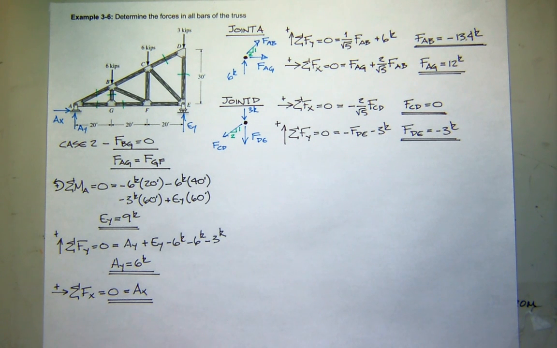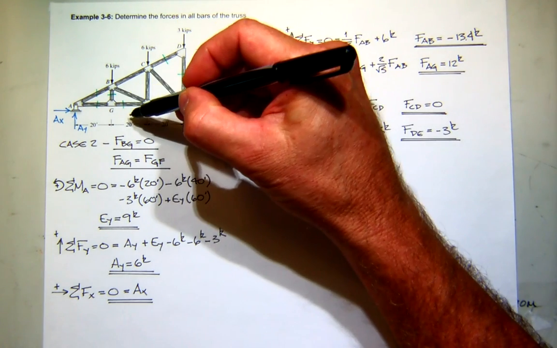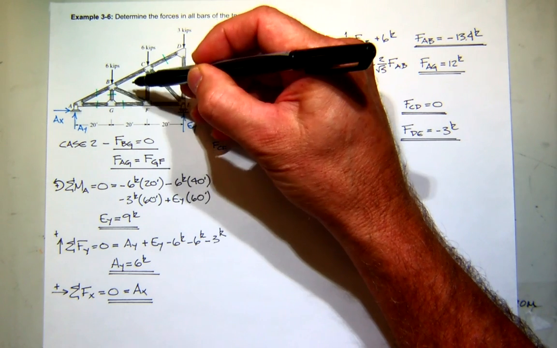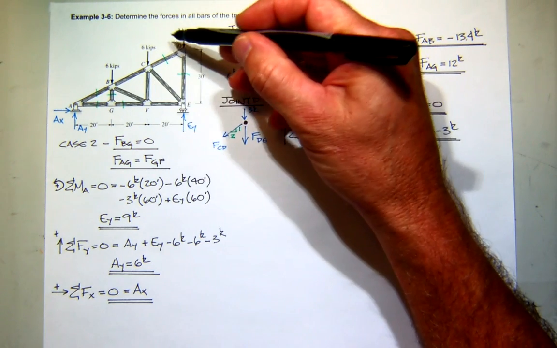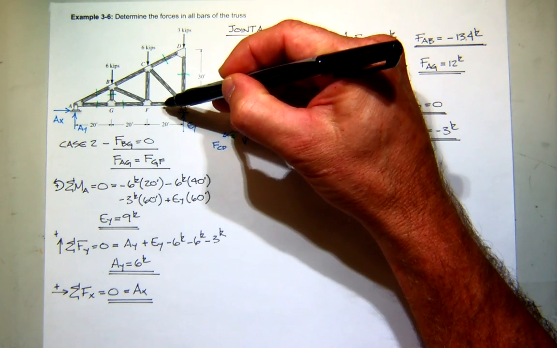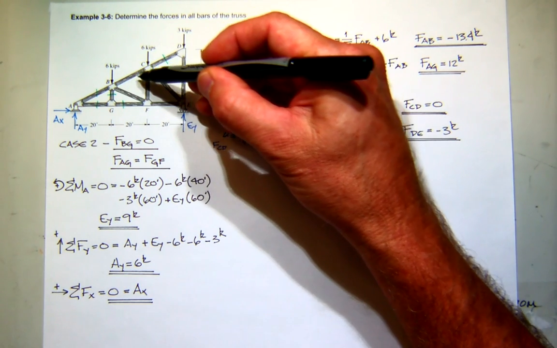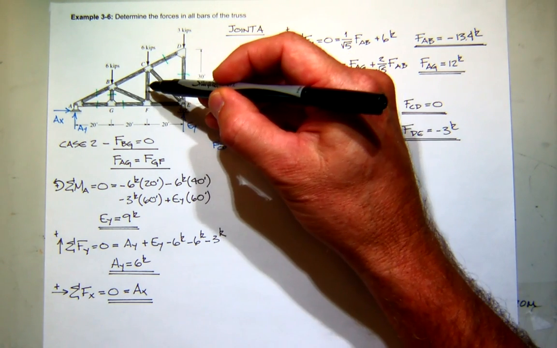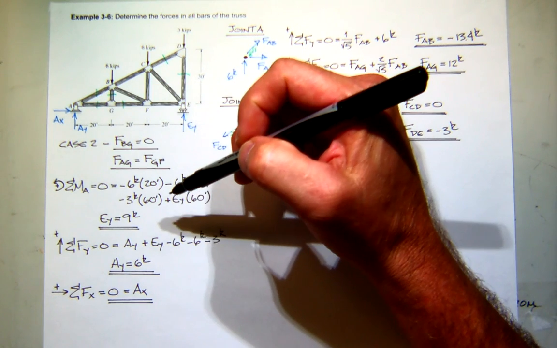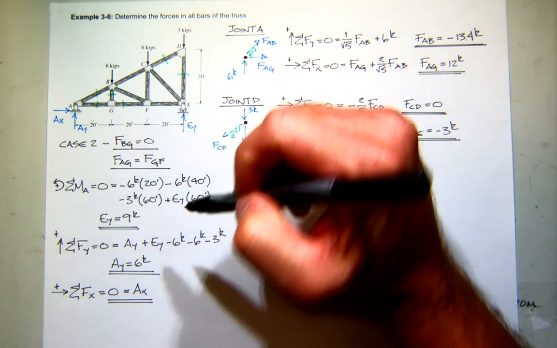I'm not sure where the best method would be, or best section would be. Obviously, I could cut through here and find these 2 guys. I could cut through here and find these 2, and I'd only be left with this guy. You can even cut a section this way and get that one if you want. So it just depends on what you want to get out of it. So I'll let you guys decide.